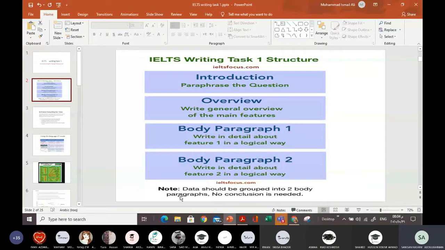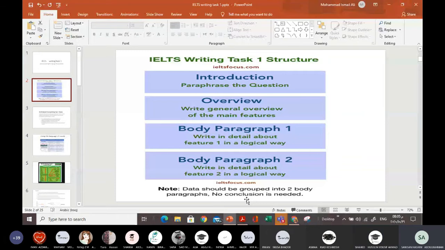Here at the end, look here, he gives you a note. Data should be grouped into 2 body paragraphs. No conclusion is needed. So you are just going to write paragraphs, but no conclusion. Can you tell me what this means? What does no conclusion is needed mean? Do you know the meaning? Do you have any idea about no conclusion is needed?